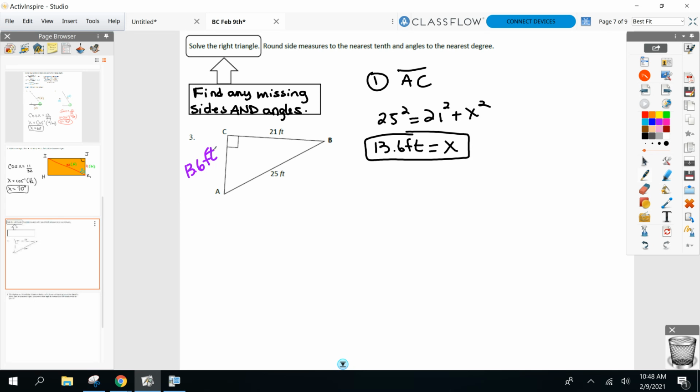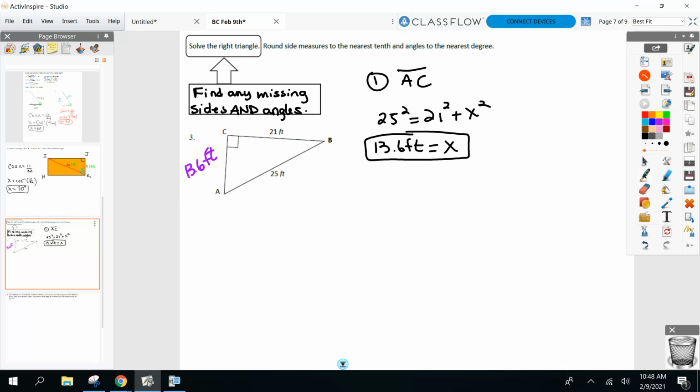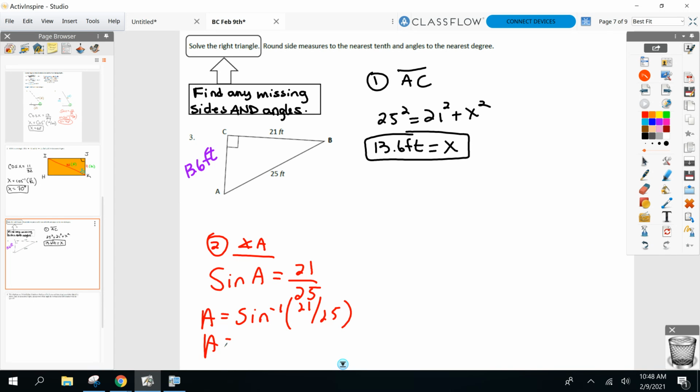Thank you, Omni. All right, what angle do you want to find now? Where do you want to go next? Sean, what angle? Angle A. Okay, how'd you get it? A equals sine inverse of 21 over 25. Let me start from the beginning: sine A equals opposite 21 over hypotenuse 25. And then, if I'm finding an angle, I have to take the inverse of sine. Good job. And what did you get for angle A? 57 degrees. Got it.